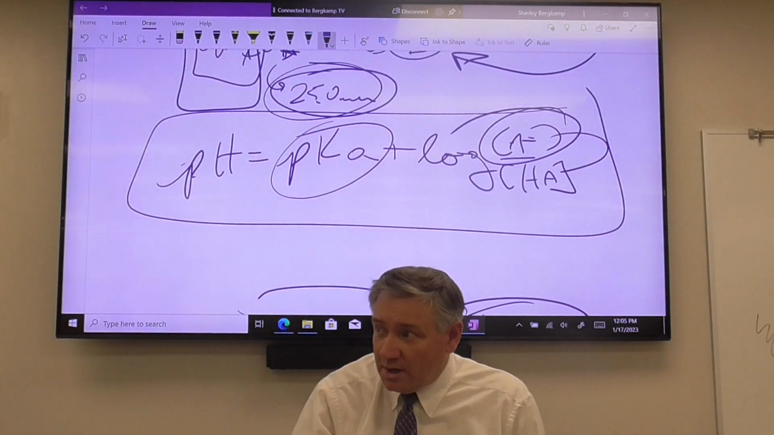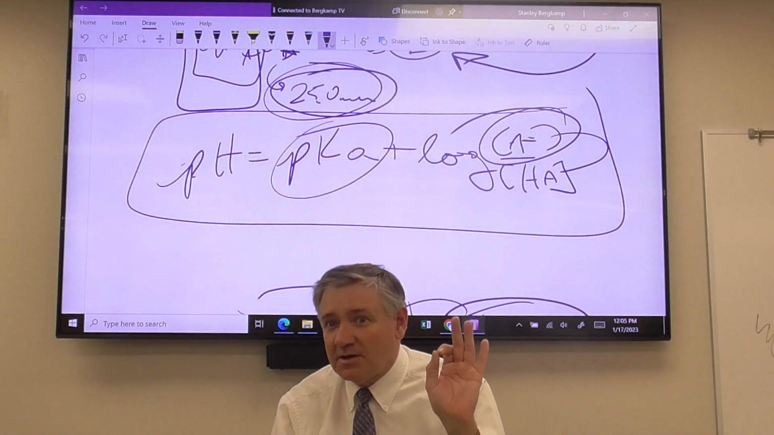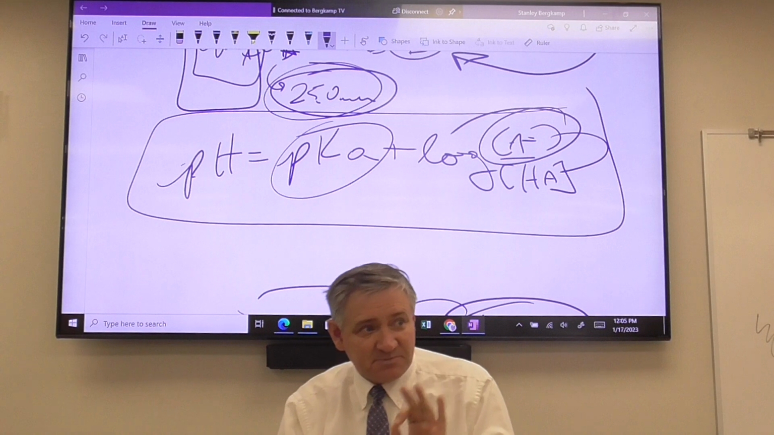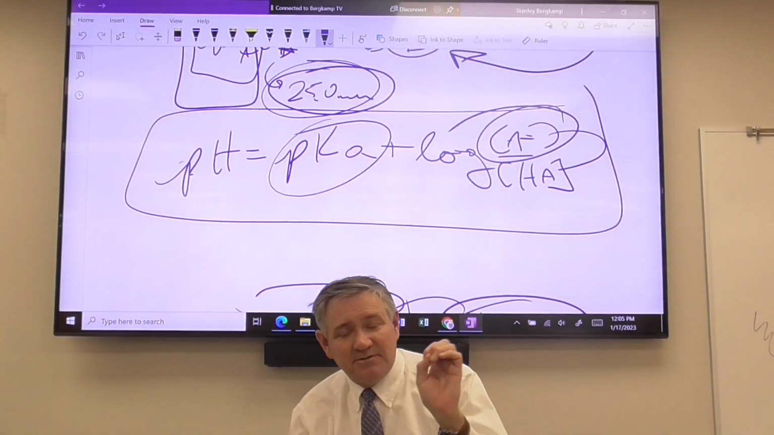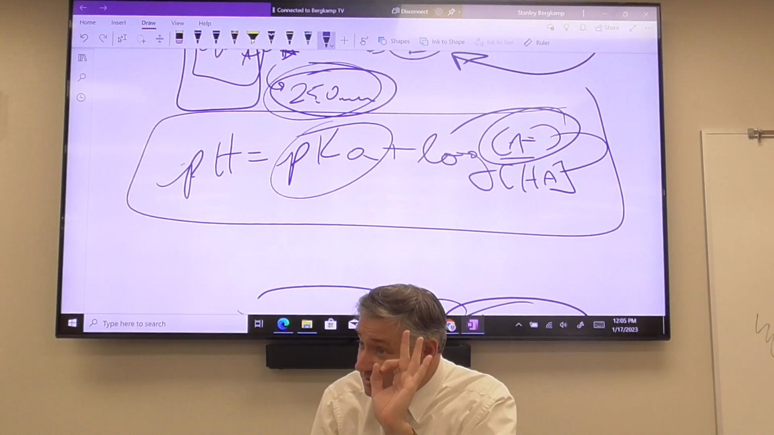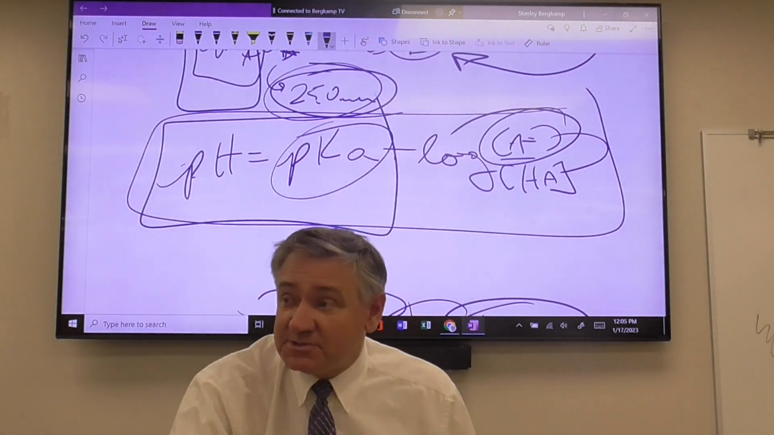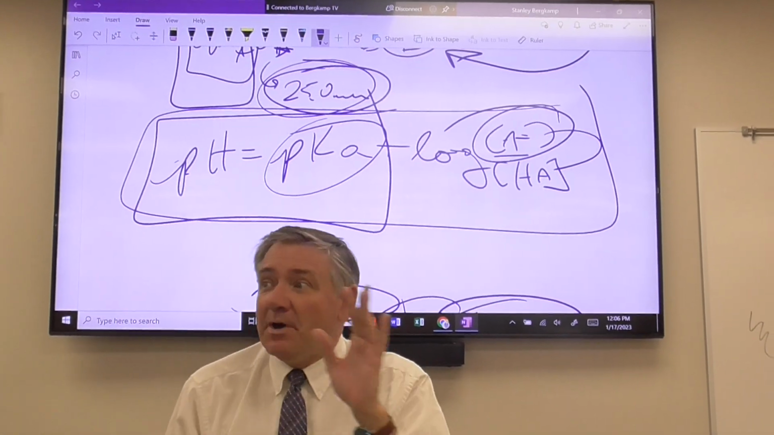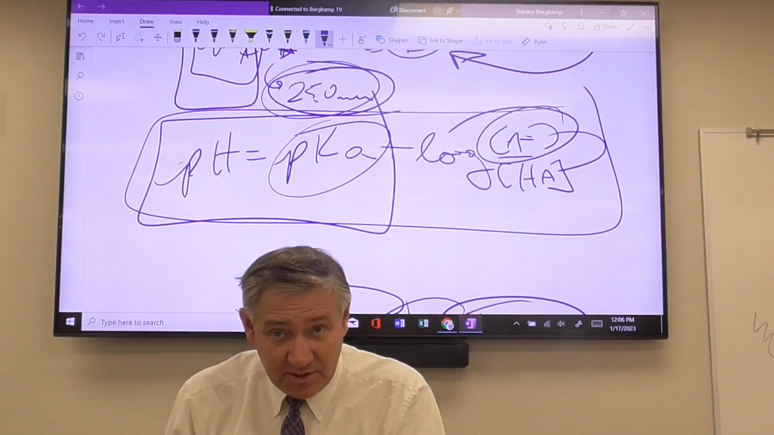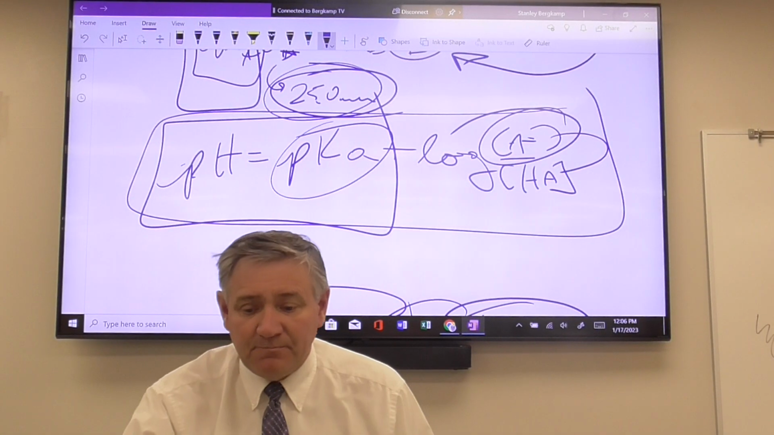What's the log of 1? 0. So at half the equivalence point, you're taking the log of 1, which is equal to 0. So guess what? At that point, the pH equals your pKa. Okay? But it only works at half the equivalence point. Okay? It's the key thing. Only at half the equivalence point.